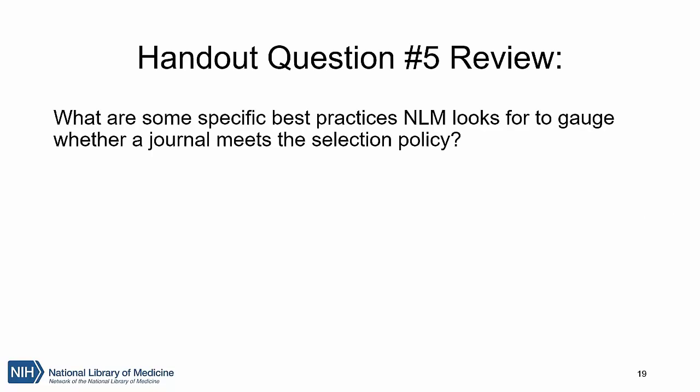So my question for you is, and this is also number 5 on your handout, what are some of the specific best practices NLM looks for to gauge whether a journal meets the selection policy? So think about it, and if you can remember one, put it in the chat, and then we'll review together. Yes, Andrea says transparent peer review process. Excellent. That is definitely one of them. Anyone else remember one of the other two?